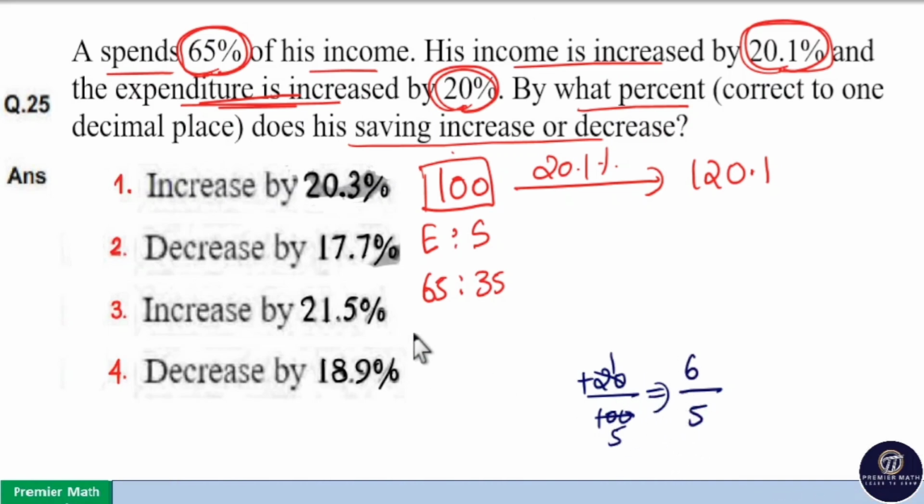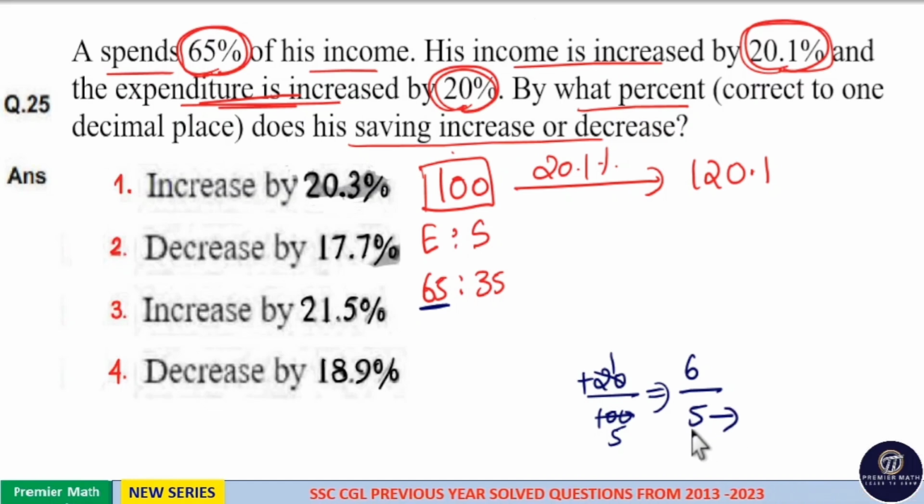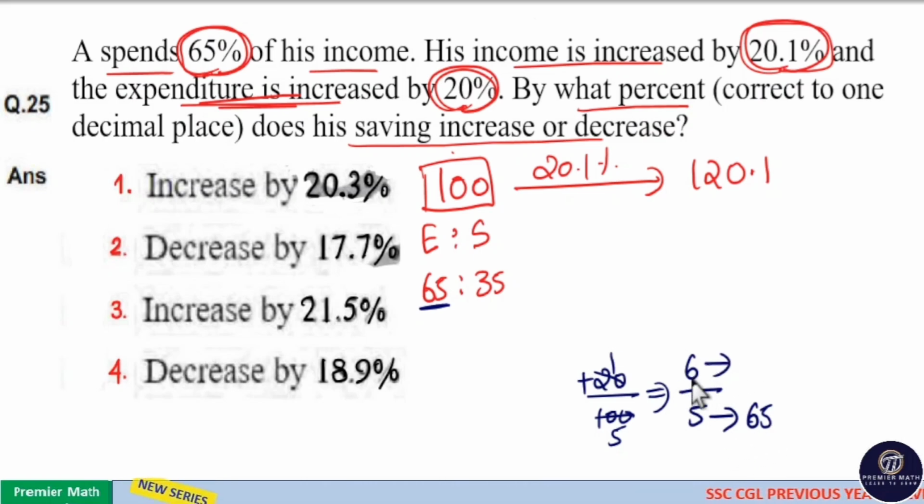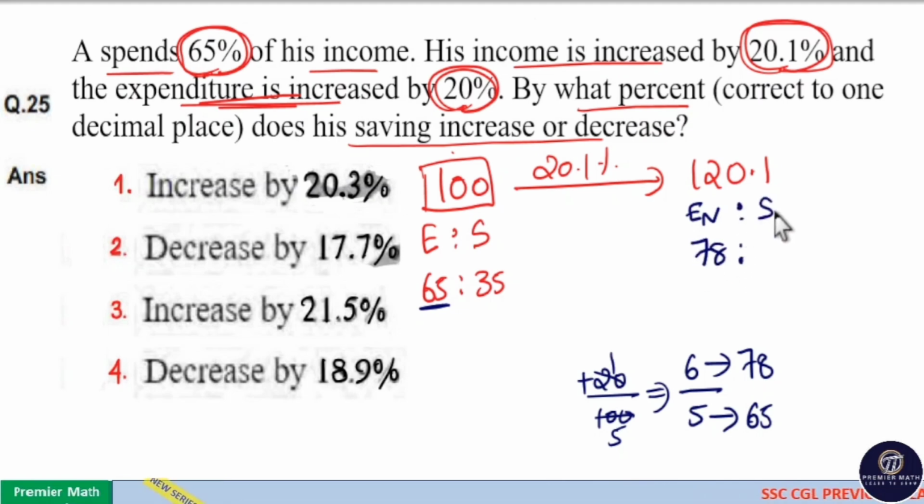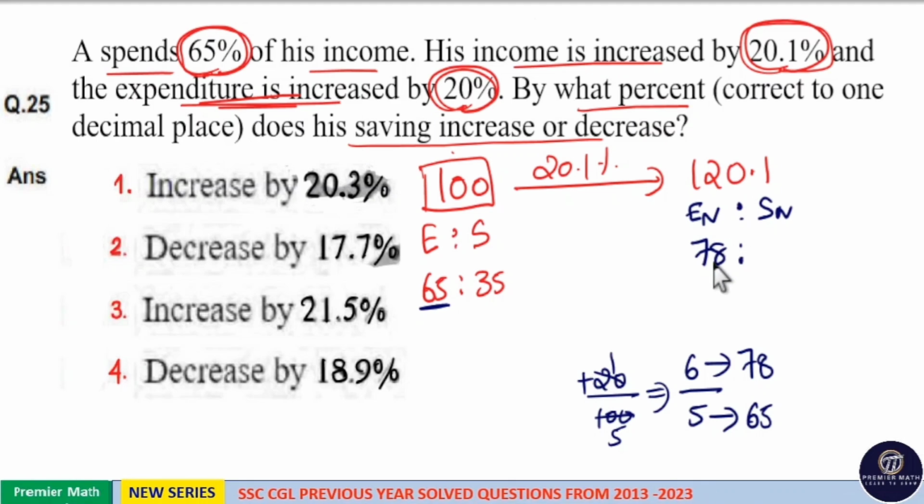new expenditure. Now, we already know initially expenditure was 65 rupees. So, this 5 part is the initial expenditure. So, 5 part is 65 means 5 into 13 is 65. Then new expenditure is 6 part. So, 6 into 13 is 78 rupees. New expenditure is 78 rupees. Which means new savings is equal to 120.1 minus 78, which is equal to 42.1 rupees.